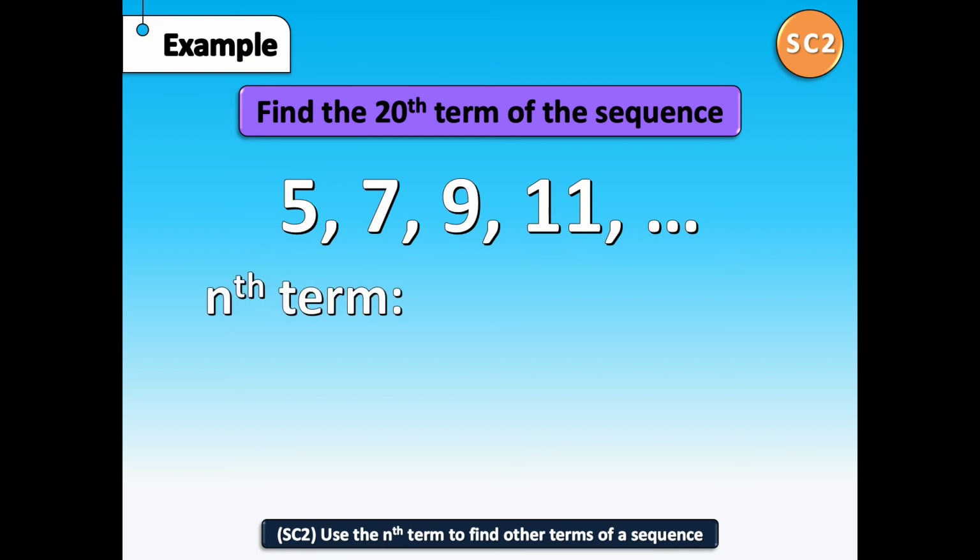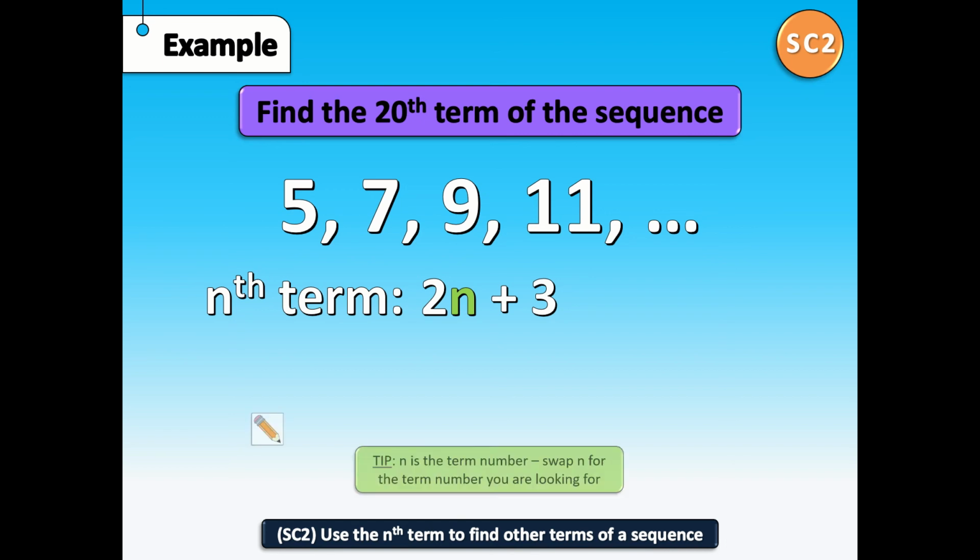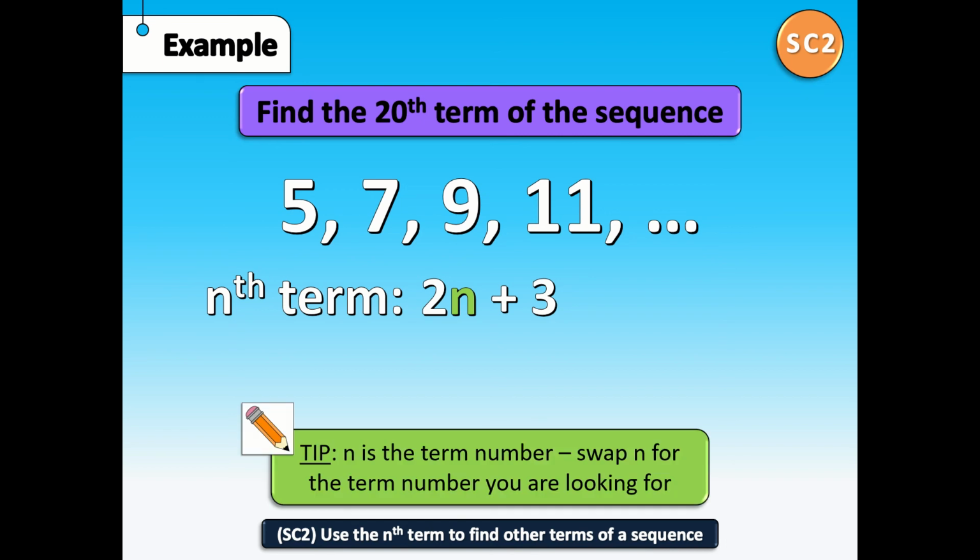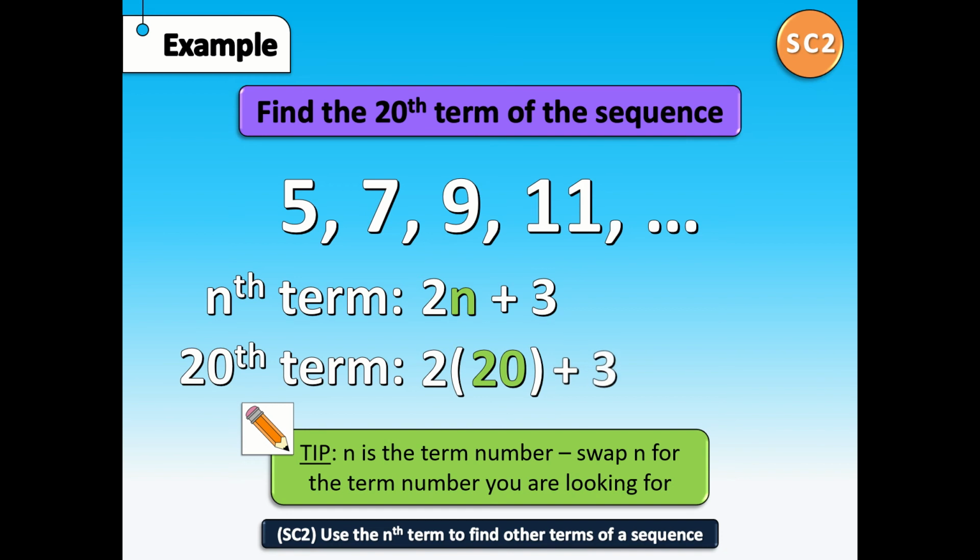So instead we find the nth term of the sequence, which is 2n plus 3, and then we substitute 20 into the nth term. So we replace the n with the number that we want to find. So 20 in this case. Now remember, 2n means 2 times n, and then we add 3. So to find the 20th term of the sequence, we do 2 times 20, which is 40, and then we add 3. So the 20th term of the sequence is 43.